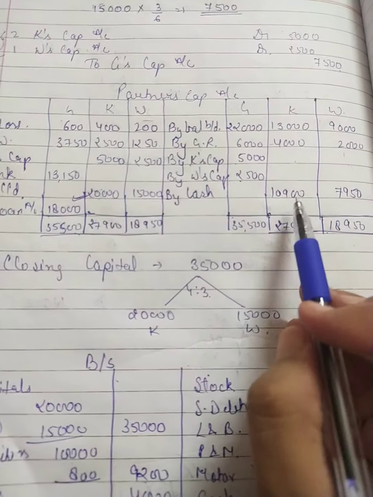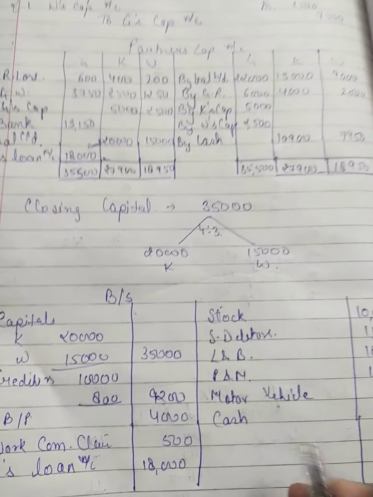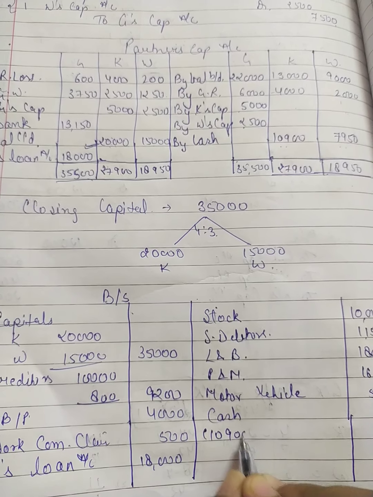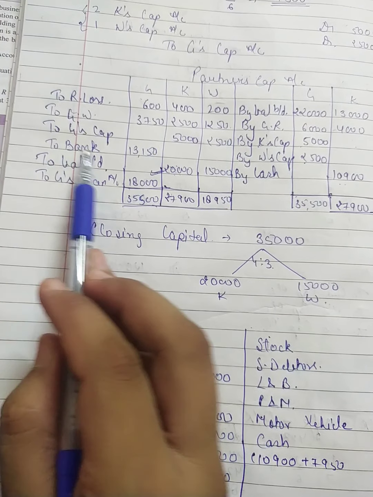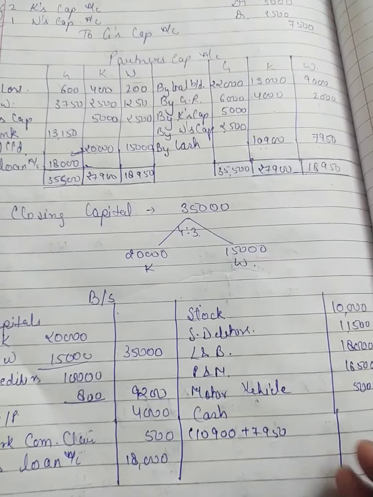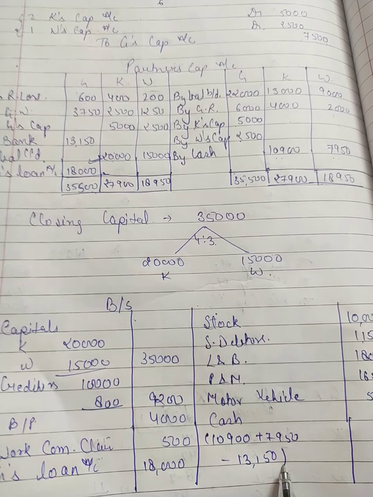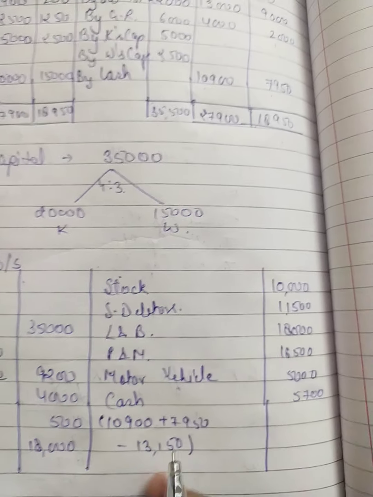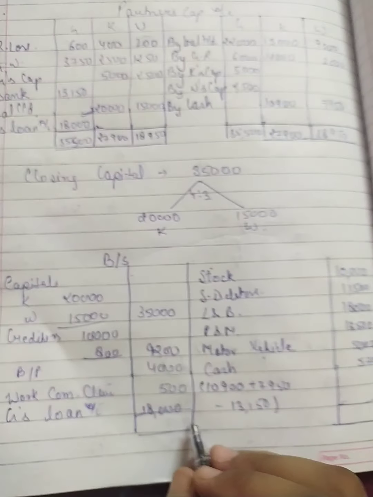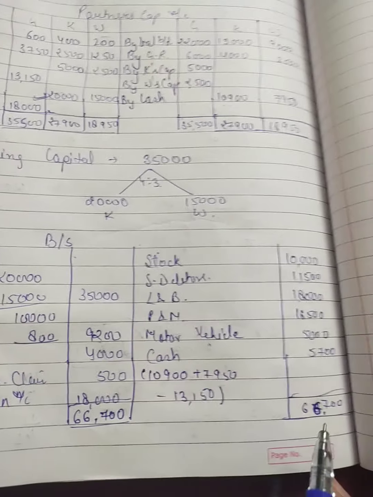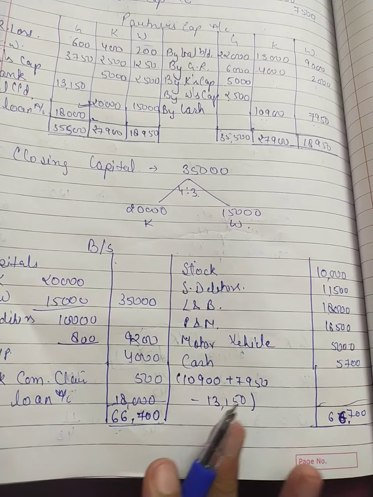So students, we have debited our cash two times, that is 10,900 and 7,950. So it will become 10,900 plus 7,950, and here we have written the cash, that is 13,150. So it will become minus 13,150. Okay, so it will become balanced as 5,700. Now we will total both our sides. So both sides have been balanced and the amount is 66,700. So students, we have prepared our balance sheet.